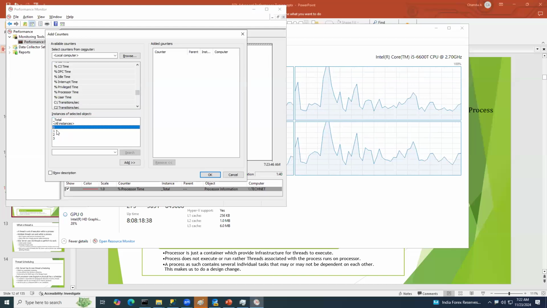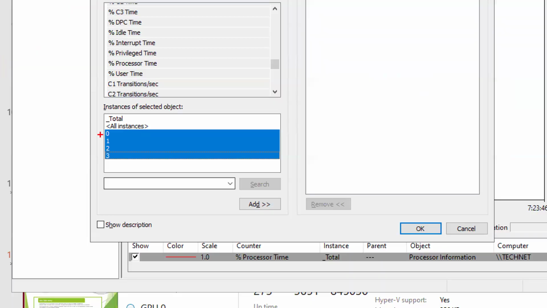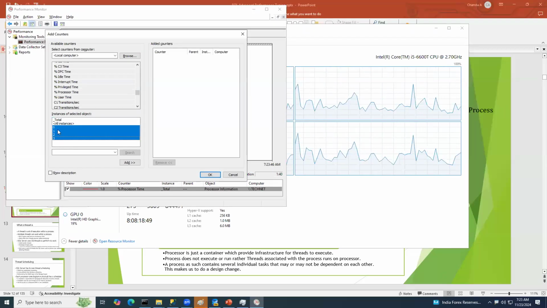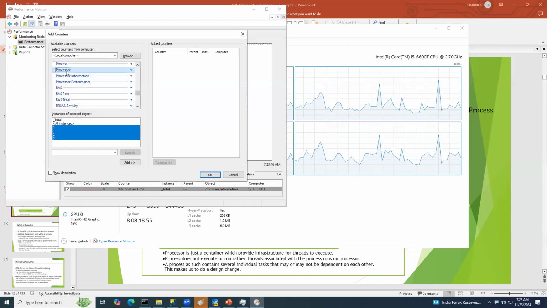These are called your CPUs. I have 4 CPUs, and these 4 CPUs are bound to the processor. Processor is basically a container which gives the infrastructure, as in CPUs are the infrastructure to execute your workload. So that is what we call a processor.